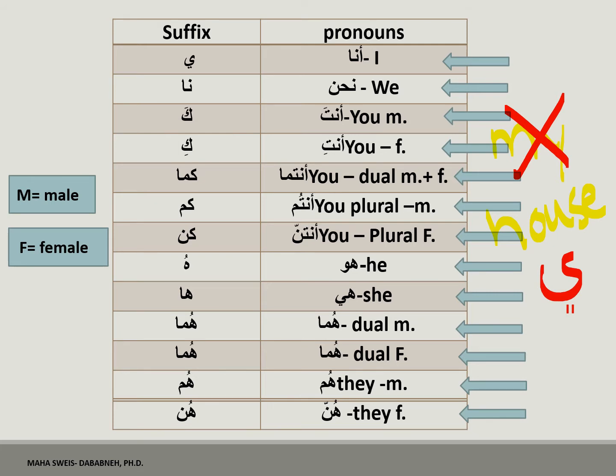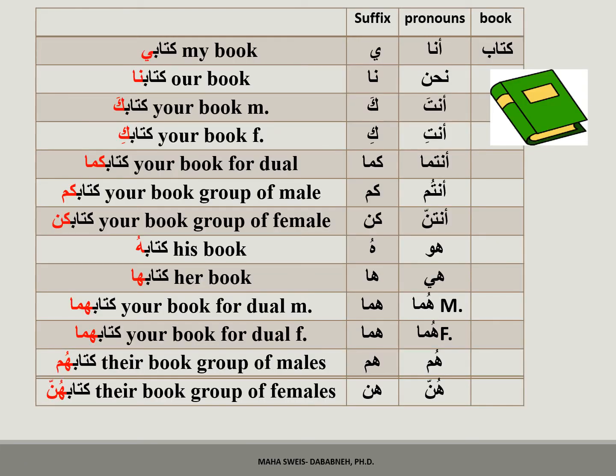Now, what I just said doesn't make sense by itself because we need to do some practicing so we can see how we do all these suffixes. Let's get started with some practicing. Let's start with kitab. For my book, we say kitabi.